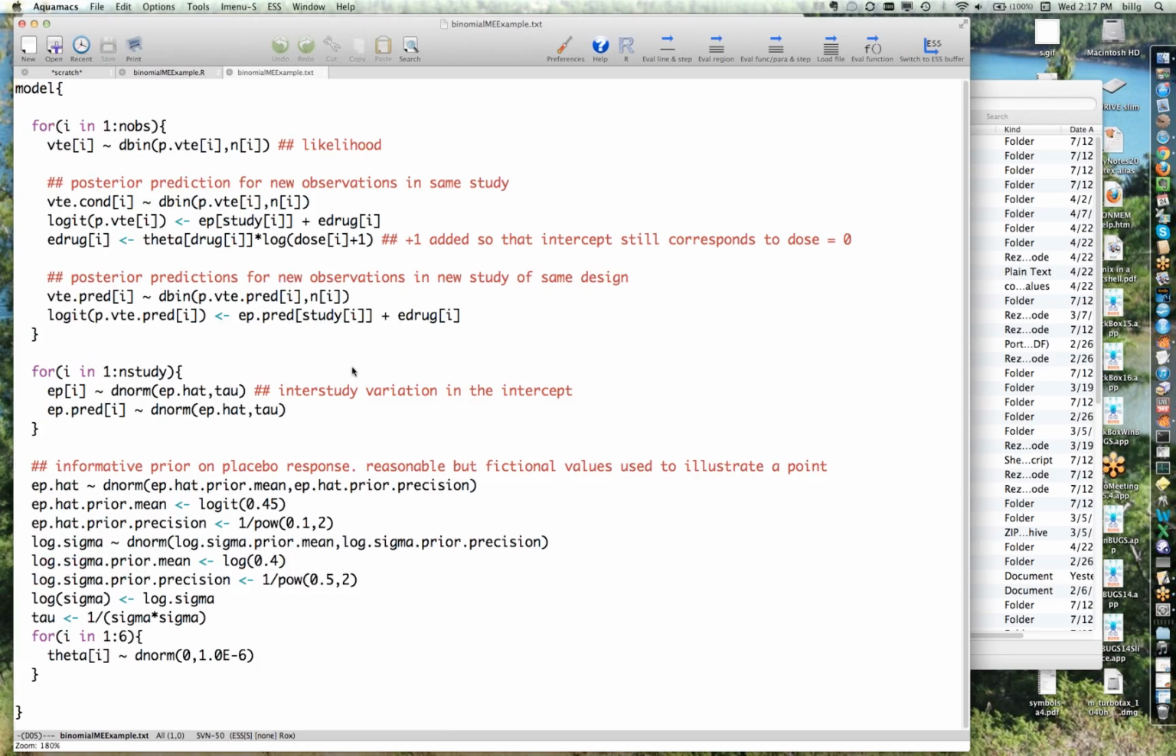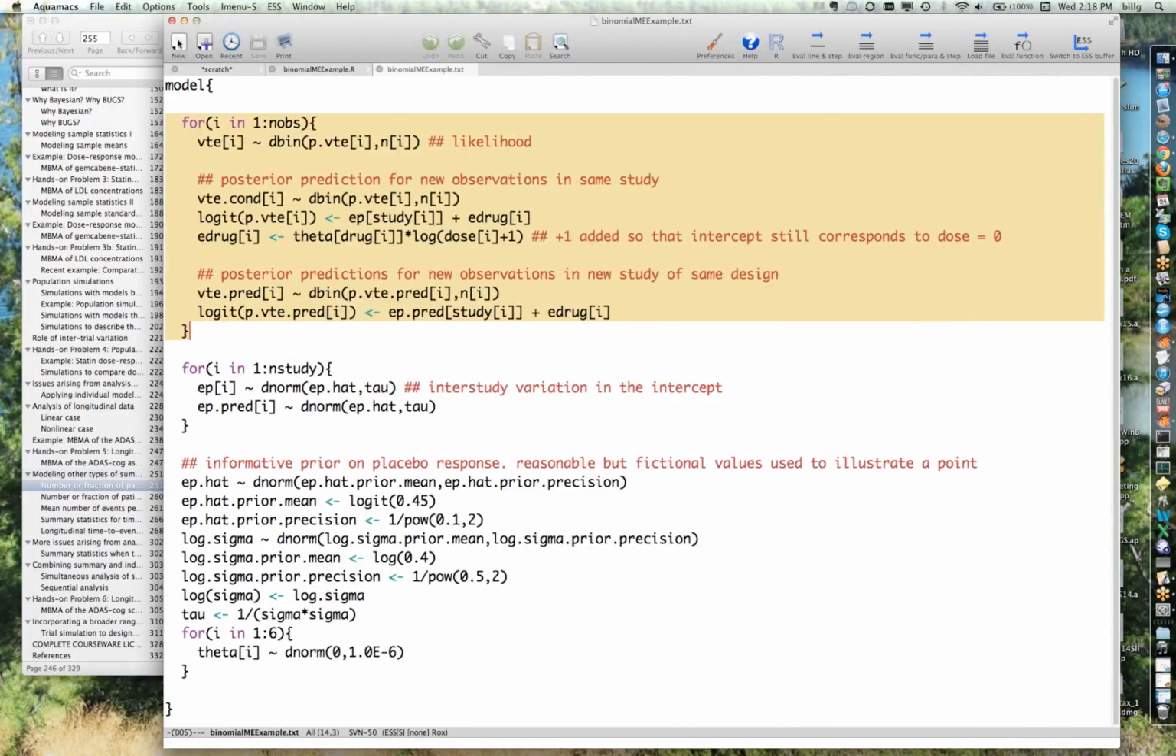Okay, here we go. So the core of our model is going to be right here. It says for i in 1 to n obs. In this case, the number of observations is also equivalent to the number of treatment arms, since we're not dealing with longitudinal data. We only have one observation per treatment arm.